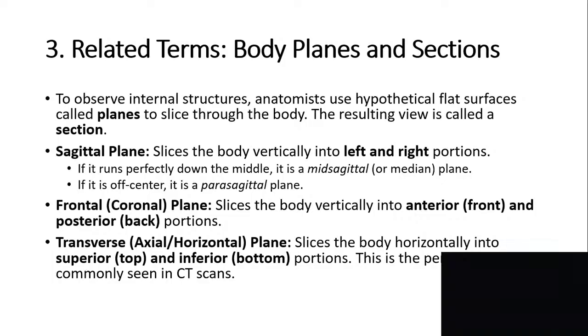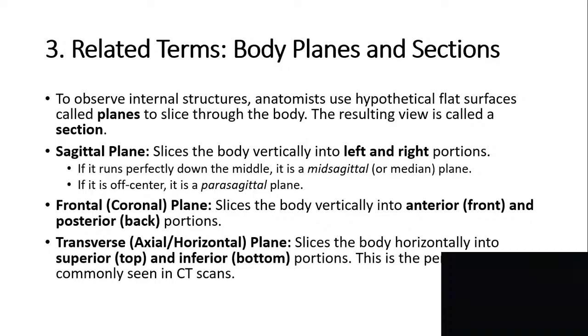And the frontal, or coronal, plane slices the body vertically into anterior (front) and posterior (back) portions. And of course, remember what we talked about, anterior being front and posterior being the back. Then we have another one called the transverse, or axial, horizontal plane, which slices the body horizontally into superior, on top, and inferior, which is the bottom portion. And this is the perspective commonly seen, most especially by those who look at CT scans.